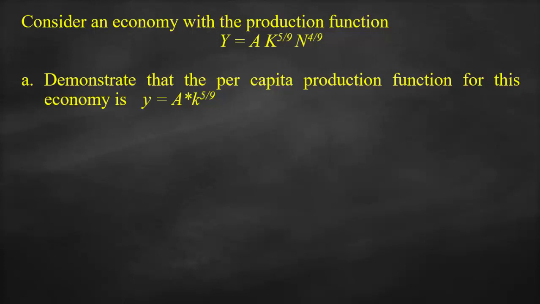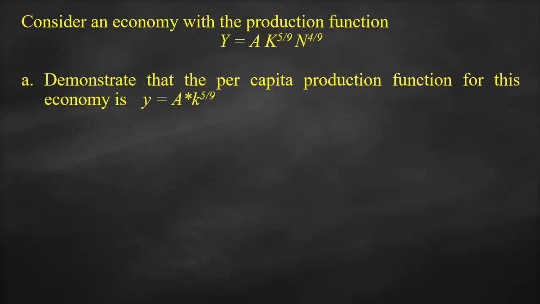This is another example about the Solow Growth Model. The question is, consider an economy with the production function of total output equal to technology multiplied by capital to the power 5 over 9, labor to the power 4 over 9. This is a Cobb-Douglas function, that's why the summation of the powers will always equal 1. The first part of the question is part A.